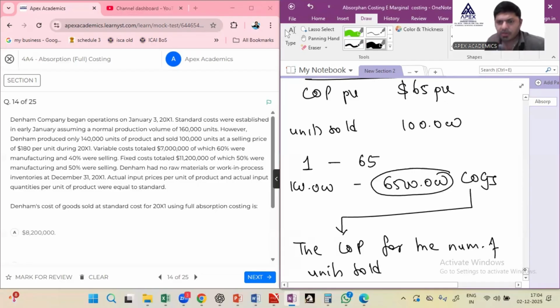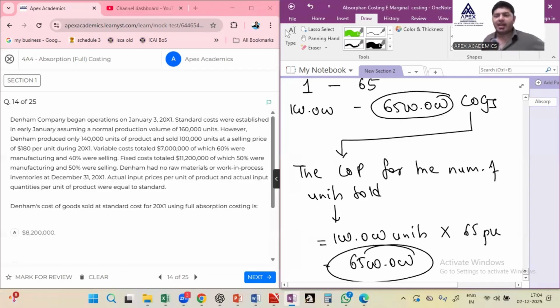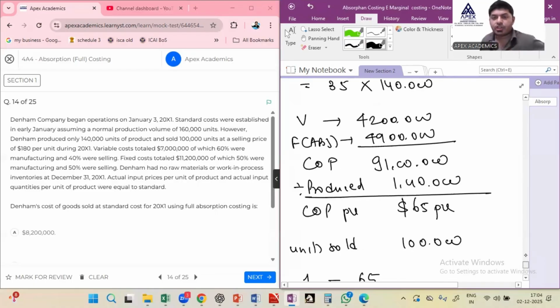That is so simple. What are my number of units sold? Sir, they are 1 lakh units. What is my cost of production per unit? It is 65 per unit. What is my COGS? My COGS is equal to 65 lakhs. I am doing absorption costing.